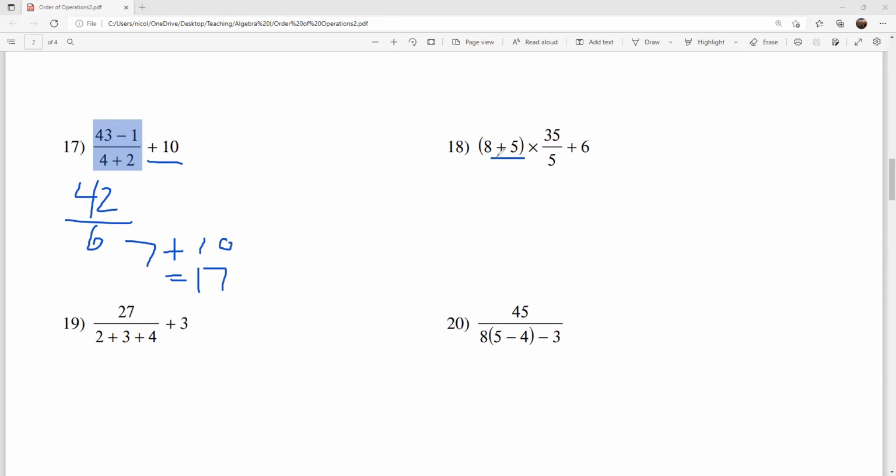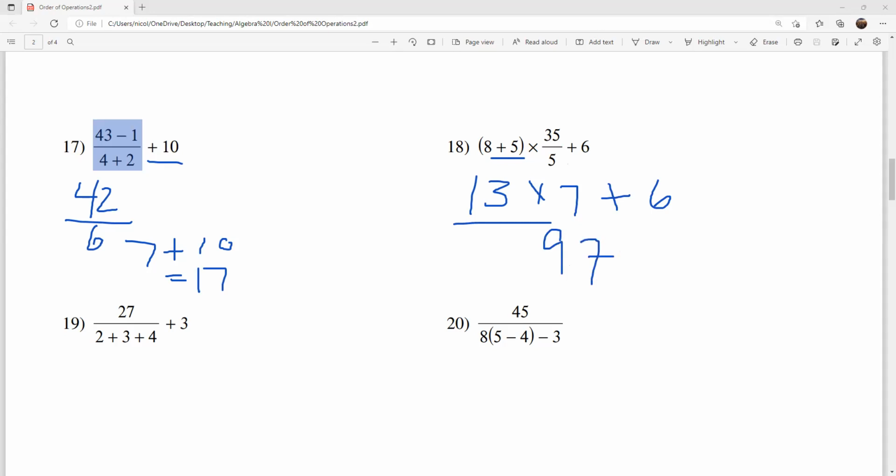8 plus 5 is in parentheses. We'll do that first. That gets you 13. Actually, multiplication would come next, but you would have to divide this first in order to even multiply. 35 divided by 5 is 7. Now you can do the multiplication. You get 91 plus 6, which is 97.